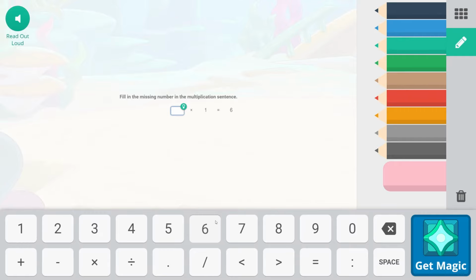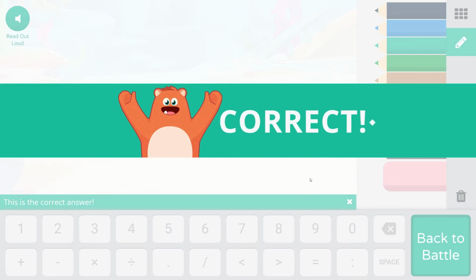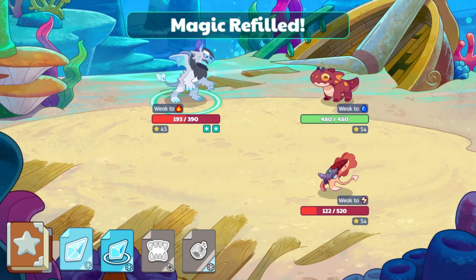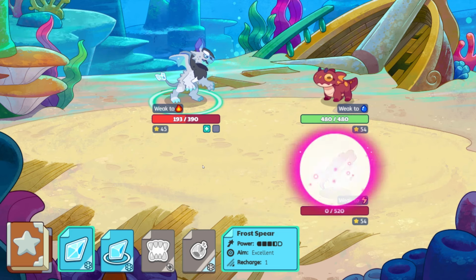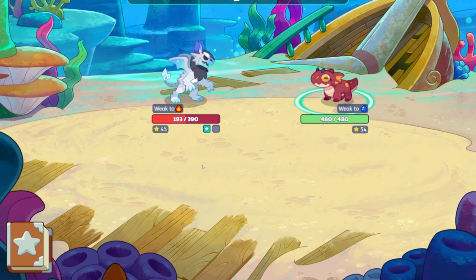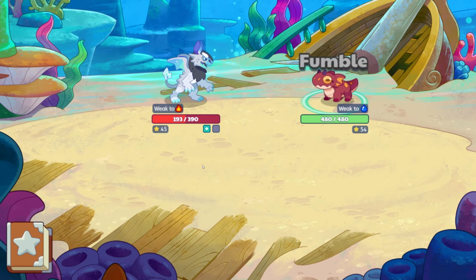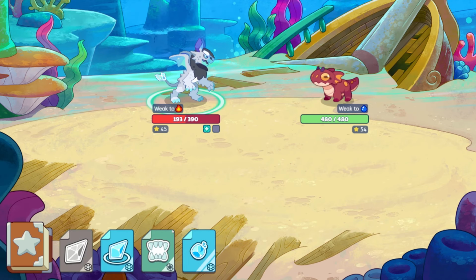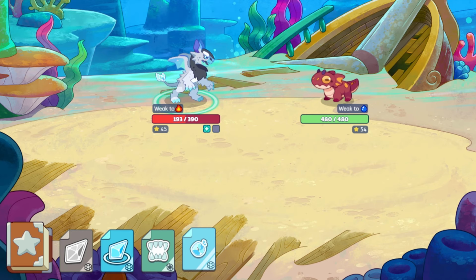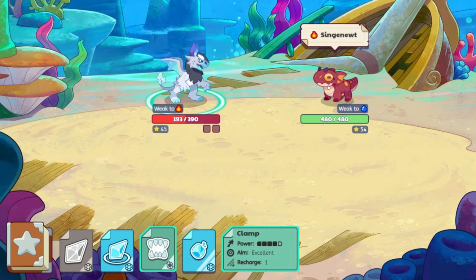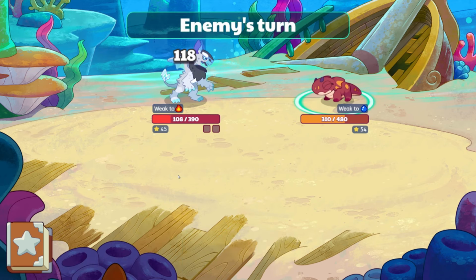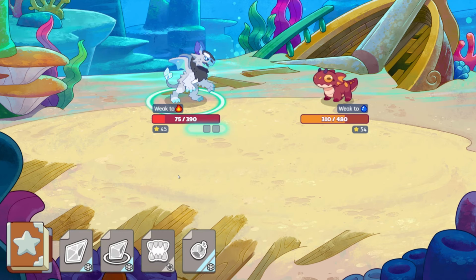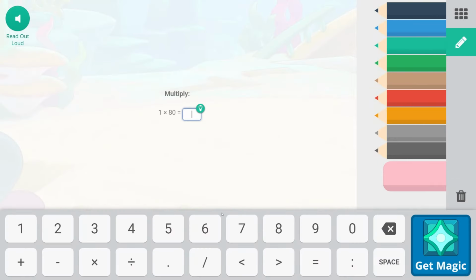All right, 6 times 1 is going to equal 6. All right, Frost Spear, it has to be. And that's enough. So a bunch of fumbles here because we are weak to fire. All right, 4 more fumbles and we'll have this finished. Ice is not going to be useful against our Singed Newt here. So we have to have 2 more of those, which we're not going to get. Oh, but he hit with that, so that's good. 1 times 80, it's an identity statement, so that equals 80.